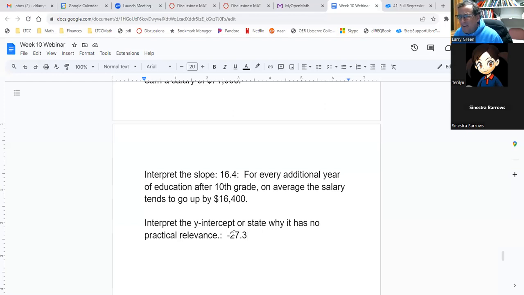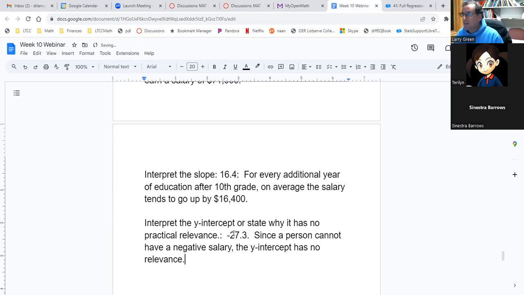Yeah, you can't have a salary of negative 27,000. Do you see that? This is a salary, right? This is not what's in your bank account. This is a salary. So since a person cannot have a negative salary, the y-intercept has no relevance. Any questions on that?